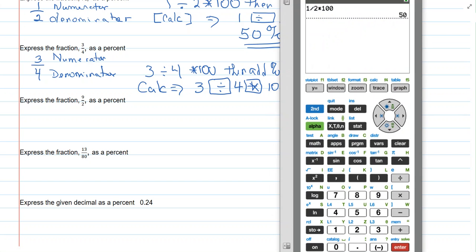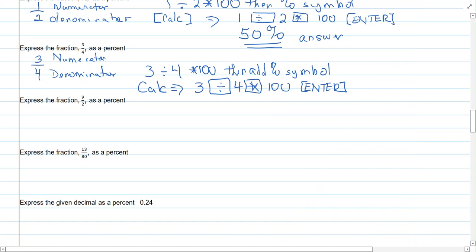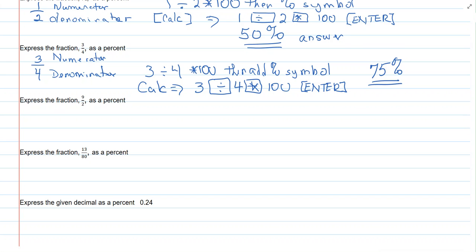So let's do that. We're going to have 3 divided by the 4 times the 100. Make sure I entered everything. Hit enter, and I get, of course, 75. And I'm going to add the percent symbol, and that's my equivalent. 3/4 of something is 75% of it.